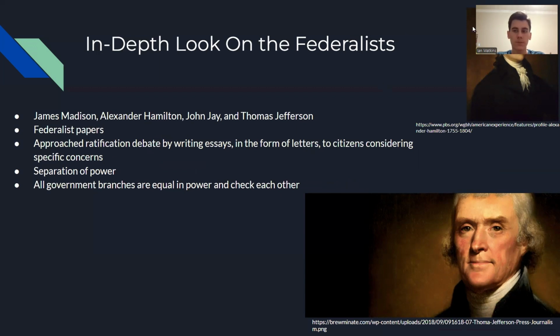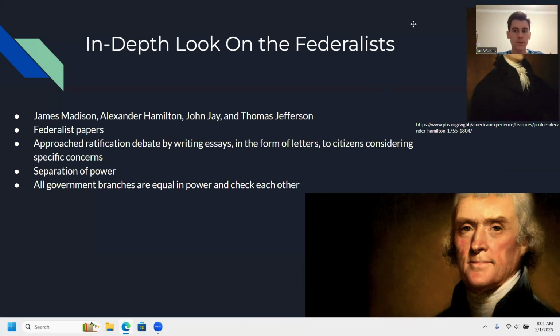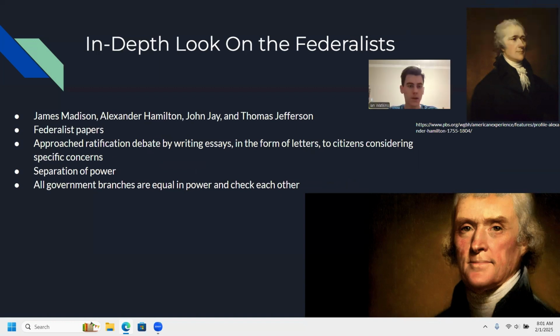So now, an in-depth look at the Federalists. You had people like James Madison, Alexander Hamilton, John Jay, and Thomas Jefferson. So you had some really famous people, and they're well known. They wrote the Federalist Papers. They approached the ratification debate by writing essays in the form of letters to citizens concerning specific concerns.